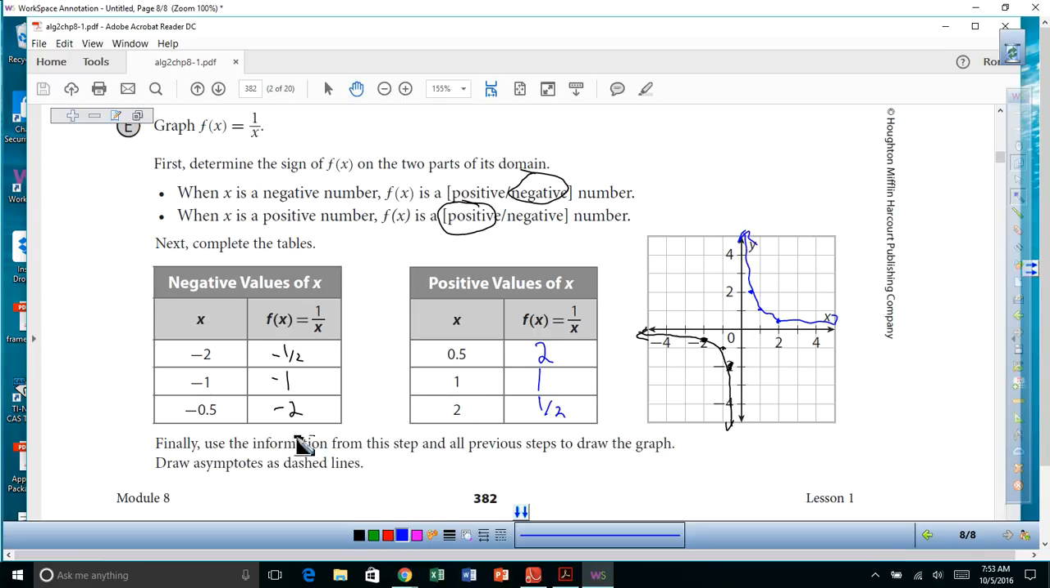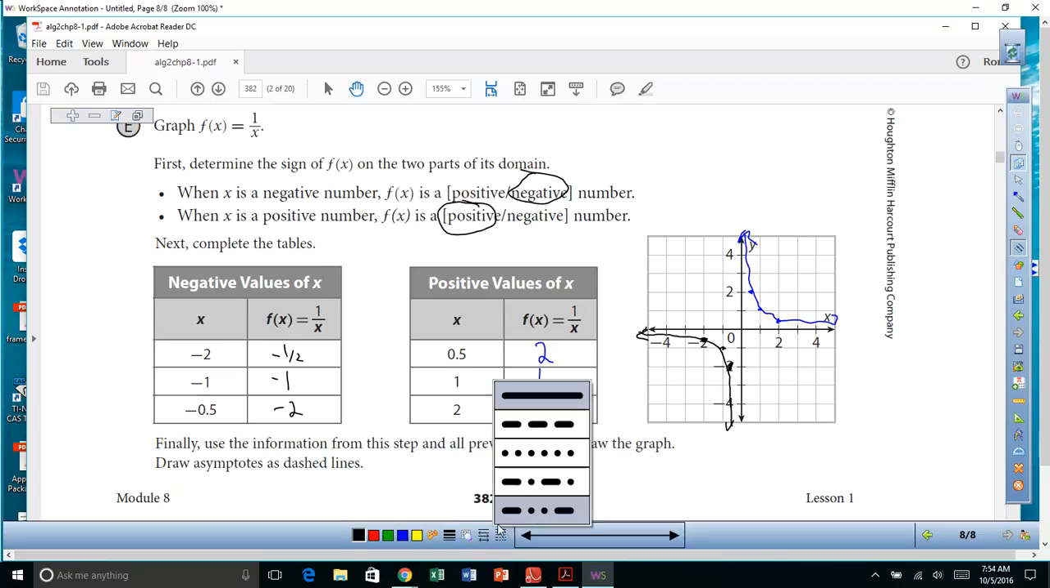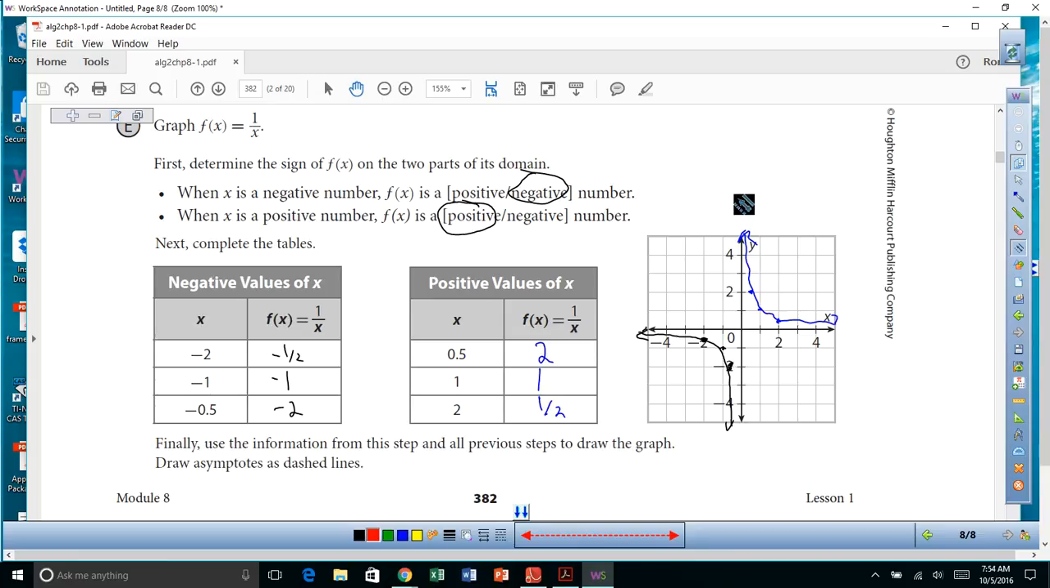All right, finally, use the information from this step and all the previous steps to draw the graph. We just did that. Draw asymptotes as dashed lines. So we'll draw the asymptotes, and then dashed lines, and we'll make them red. So the asymptotes are going to be right here and right there. Okay, and if you'll notice, that's the x and the y-axis. So those are the asymptotes. It gets close to those lines, but it never actually touches them.